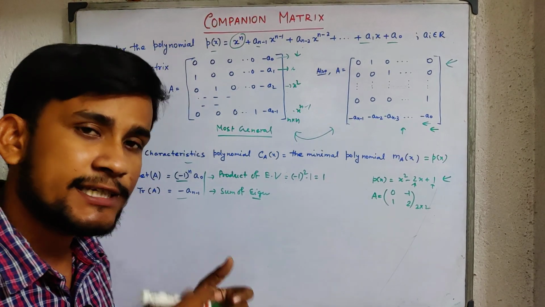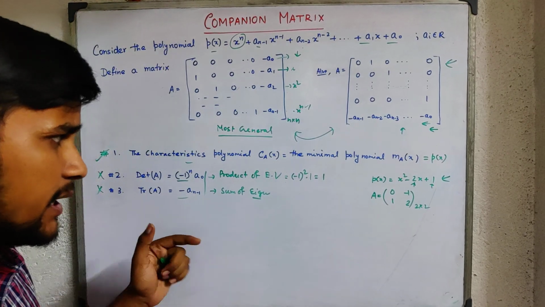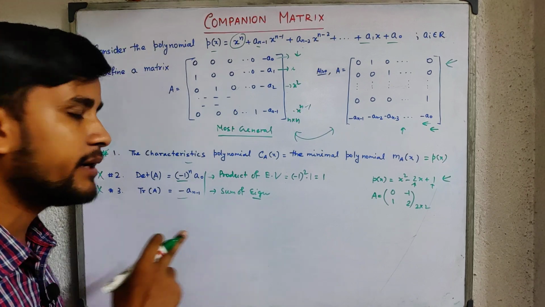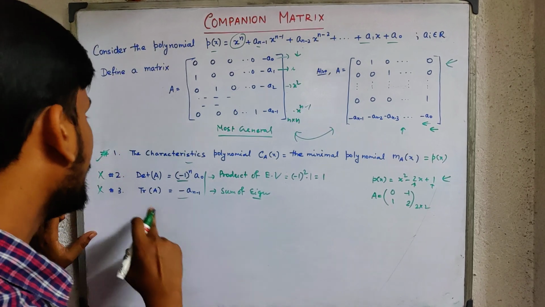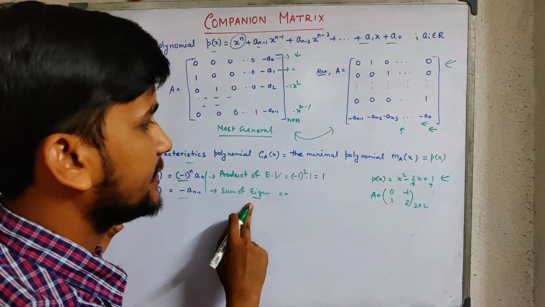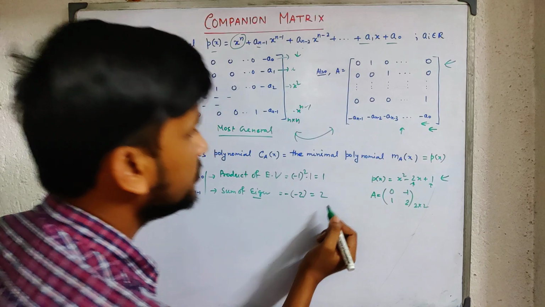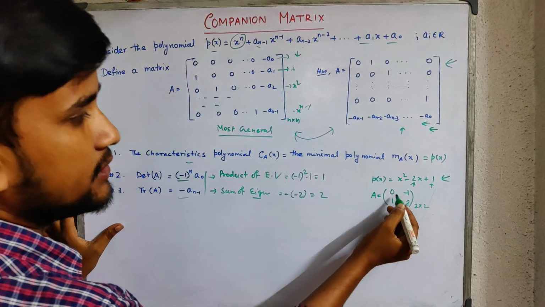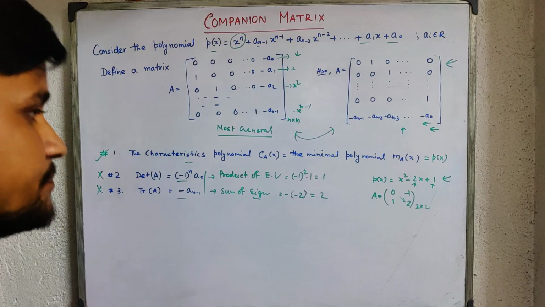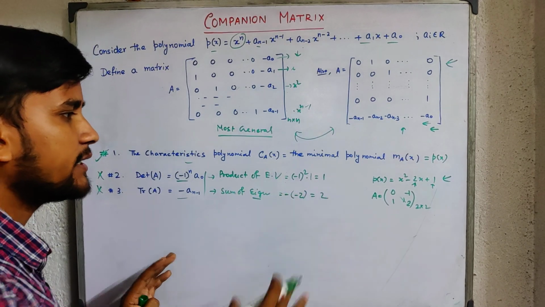If the matrix is of higher order, then these two formulas are very useful. But how can we find the determinant and trace without remembering these two formulas? I am just saying that. Trace of A equals minus of a(n-1), that is minus of -2, which is equal to 2. And the trace is also the sum of the diagonal elements, so you can see 2 from here. Now this is a very easy 2 by 2 matrix, that's why you can calculate and verify.